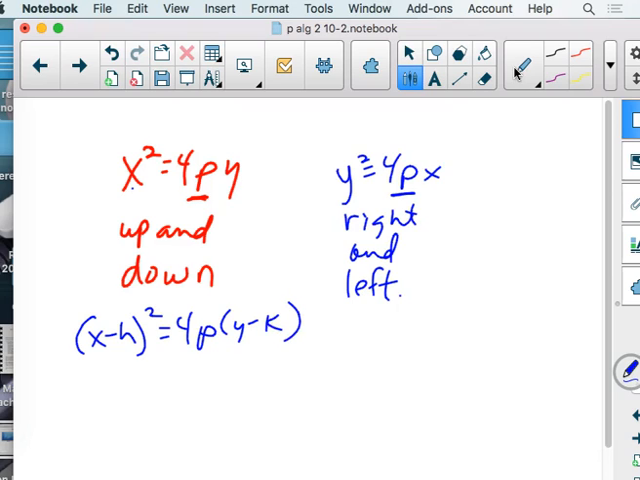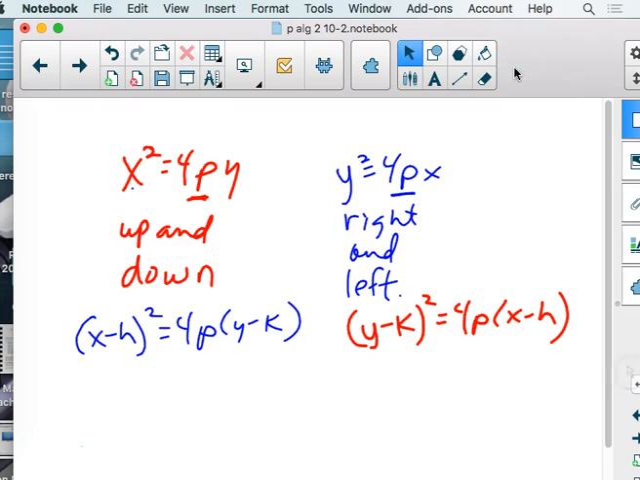So if we're going to translate these and move that vertex, up and down is going to look like this, like I have it in the blue. If we're going to translate the right and left, left will look like that. So, new stuff today, but not, because we've already dealt with h and k before, and it really is the same type of thing that we're going to be doing.